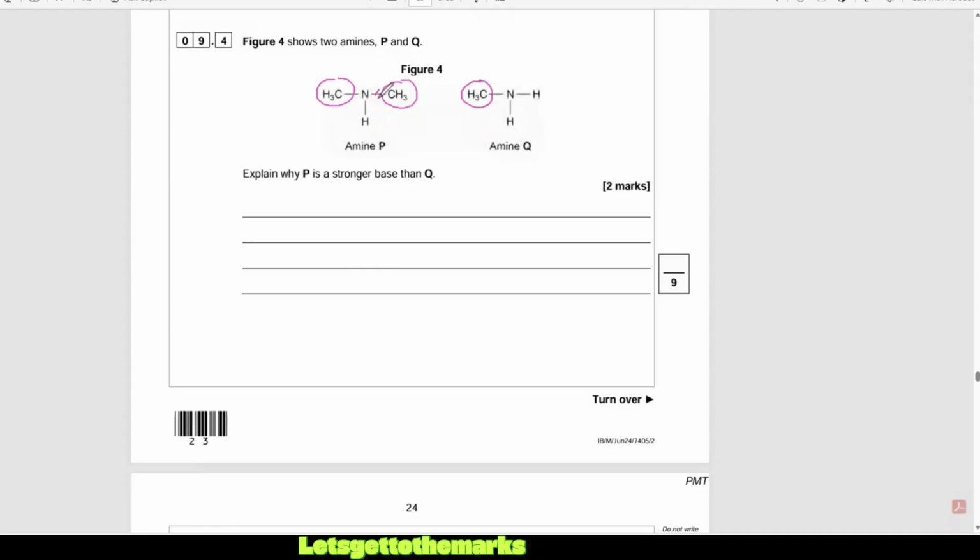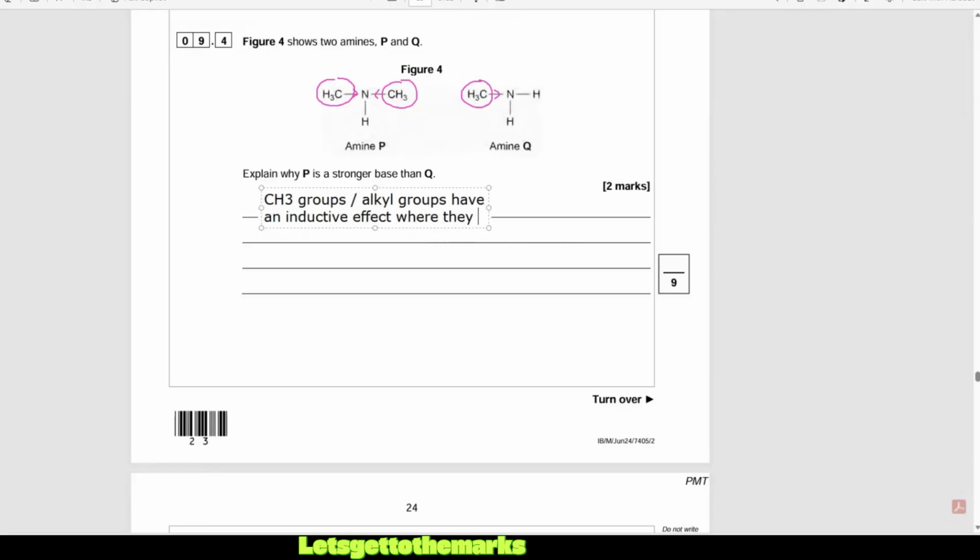Now I'm going to go through the explanation. Check out these groups. What do we call these? These are alkyl groups or R groups. They're actually methyl groups in this situation. And you can see Q only has 1 methyl group, whereas amine P has 2 methyl groups. So what we want to say is it has more methyl groups or alkyl groups.